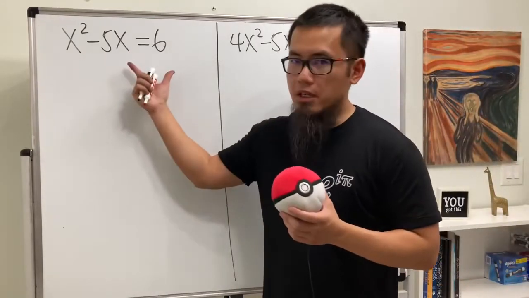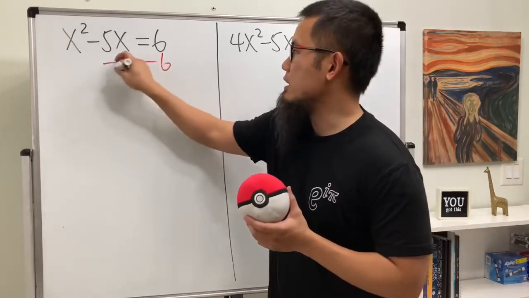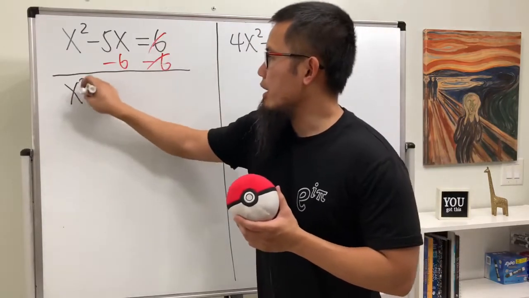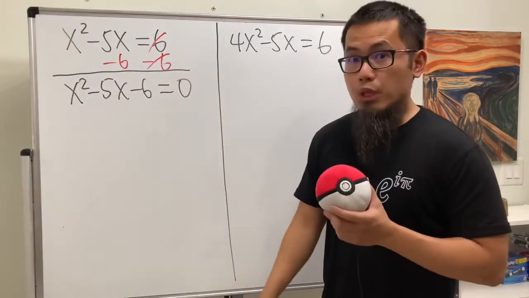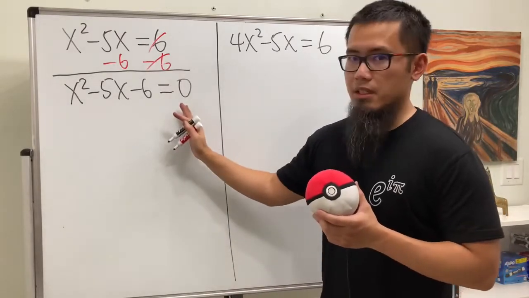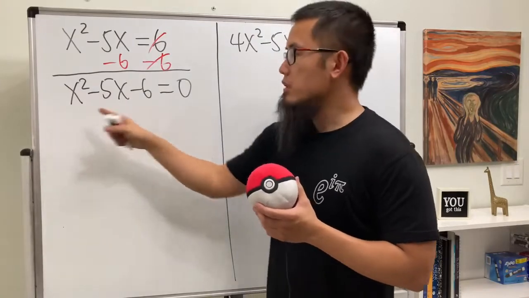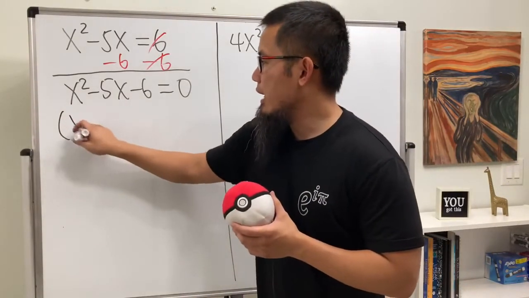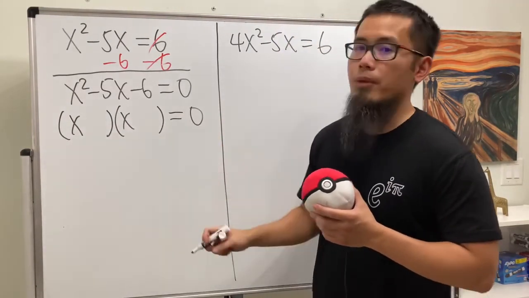Okay, here we have to make sure one side is equal to 0. So that's just minus 6 on both sides. So they cancel. Here we get x squared minus 5x minus 6, and that's equal to 0. And the reason that this is easier is because the coefficient here is just 1. So you can factor this much more easily, right? So here we just get x, and thankfully this is indeed factorable.